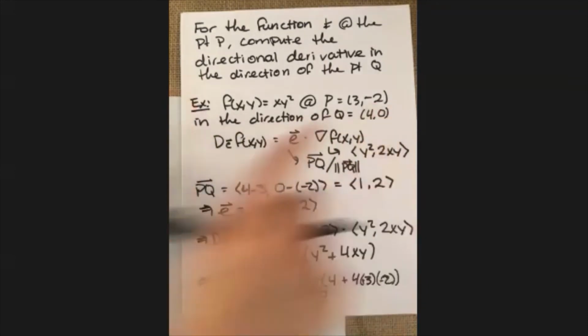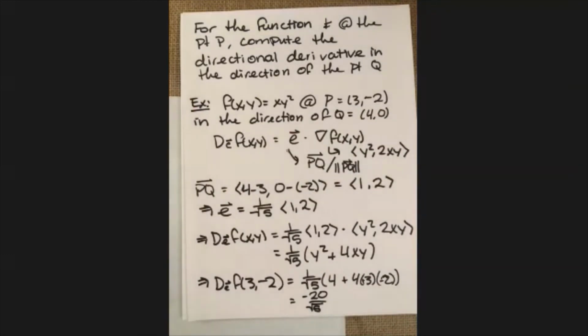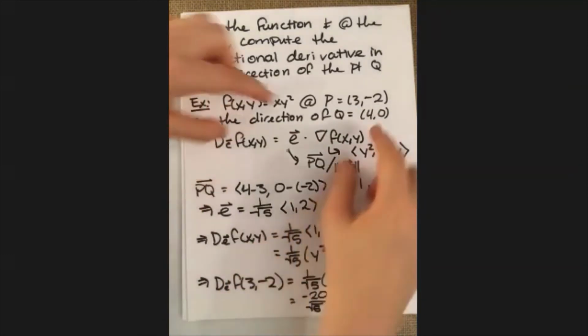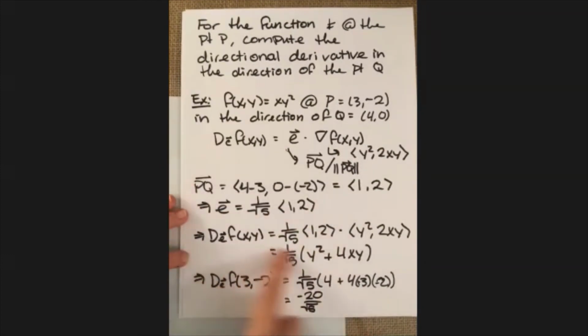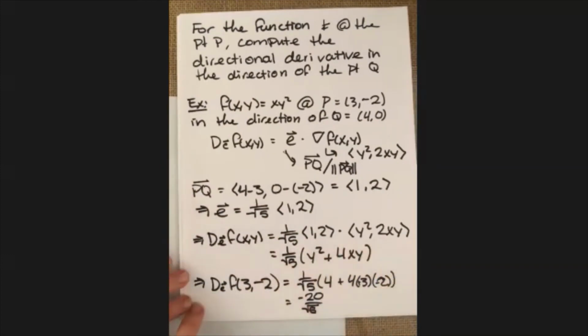direction of Q. So just to recap what we've done here, we used P and Q to determine the direction that we wanted this to go in. We found our generic directional derivative, but then we had to remember that we wanted to base it at the point (3, -2). So that's what got plugged in here.